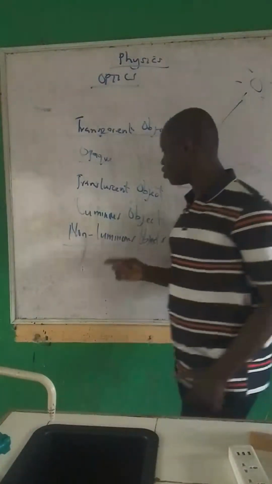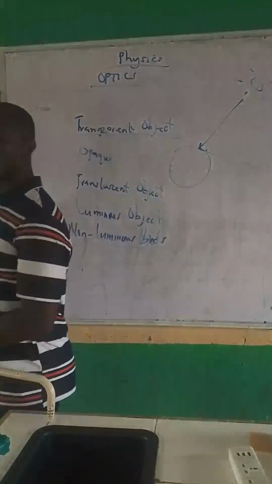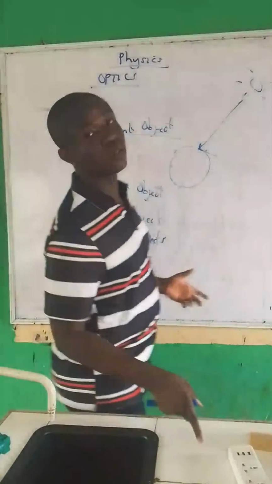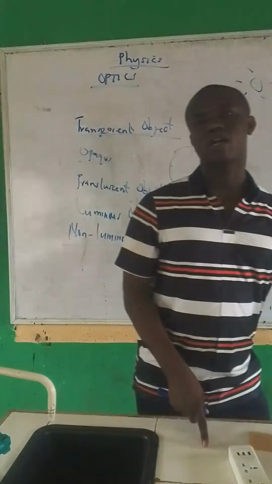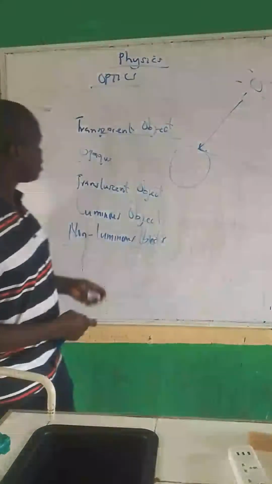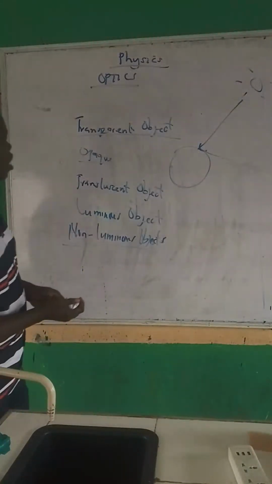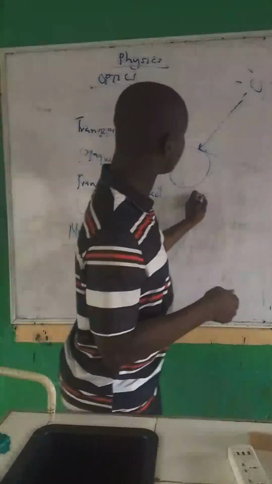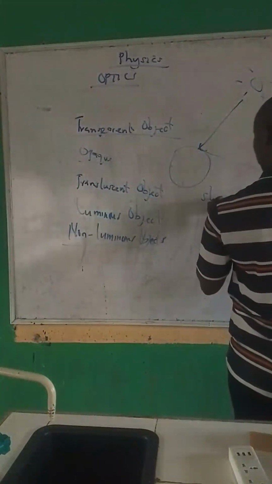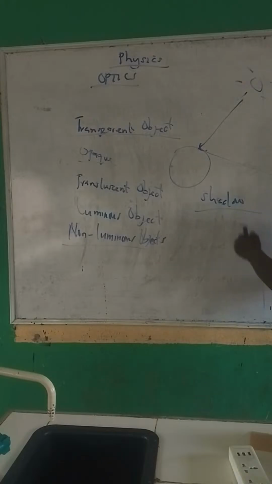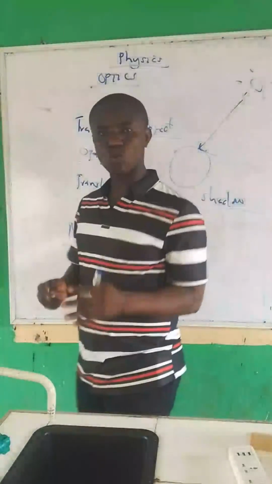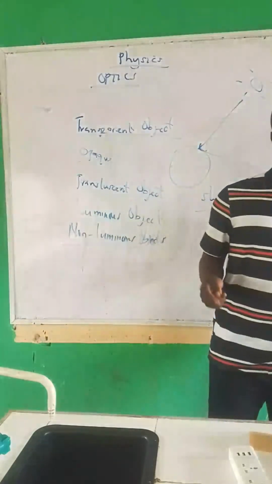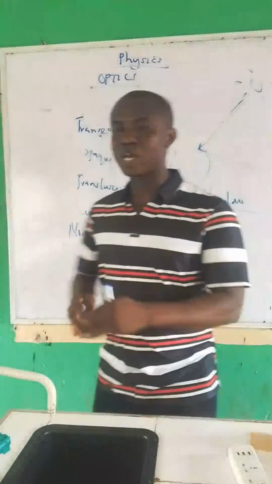So let's move on. That is that about non-luminous objects. They produce light, but not on their own. Are you following? So all these things, the accumulation of all these things, forms what we call shadow. What is shadow? A shadow is a region where light cannot get to.